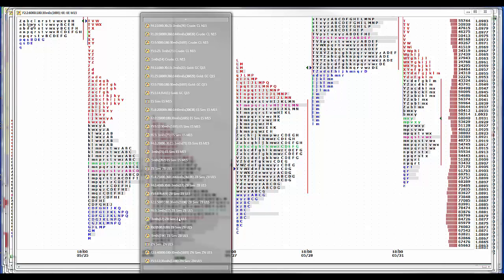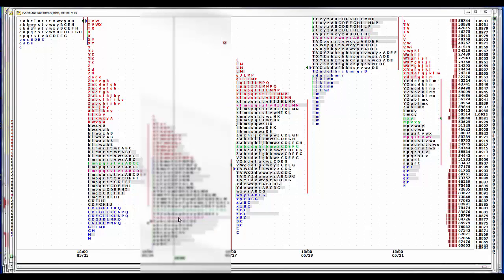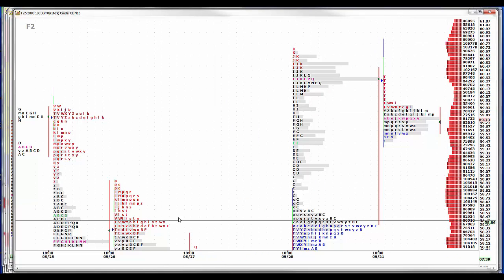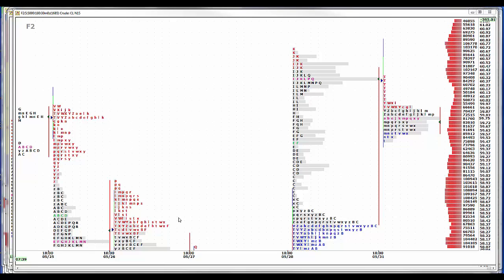Okay, looking at crude oil, pretty quiet over the weekend as far as who was shooting at whom. And you can see how these volume nodes, and our rule number two of our 3-2-1 methodology, the volume nodes, are support or resistance the first time hit. And about 25% of the time they're immediately rejected.